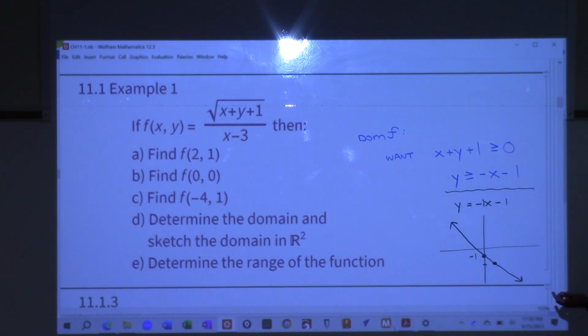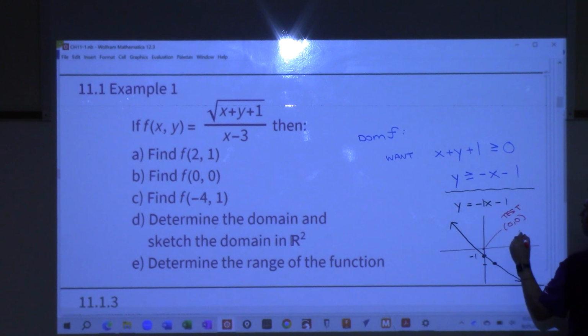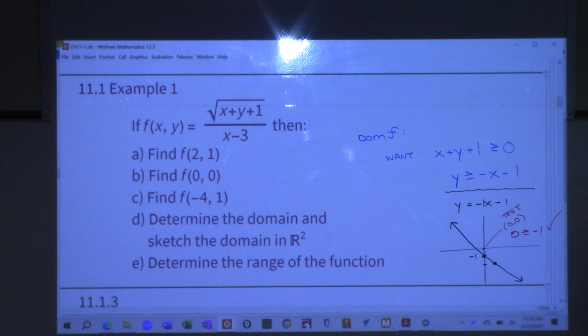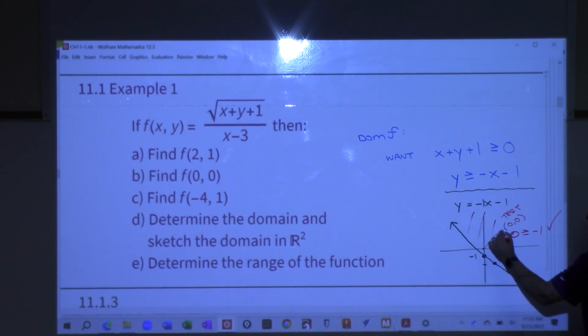And the way that I always tell my students to check it is to just pick a point and test it. Test this point. What happens when you plug 0 in here? Is it true or false? It's true, right? If I plug 0 in there, I get 0, that's the y-coordinate, is greater than or equal to -1. That's true. And since that's true and this point was above, that means everything up here is valid.